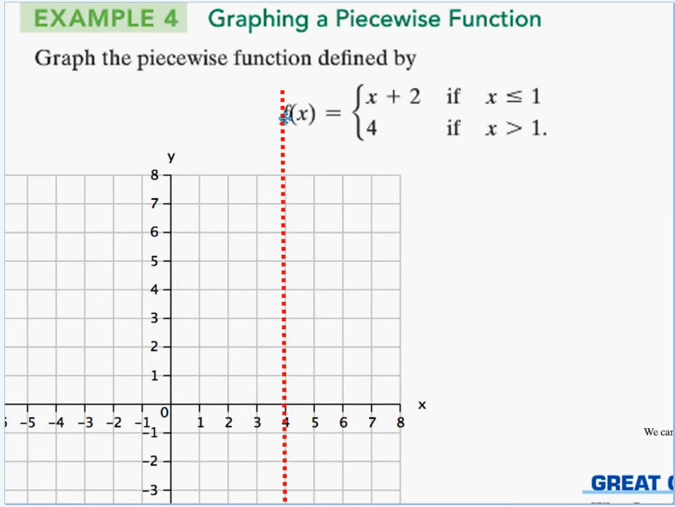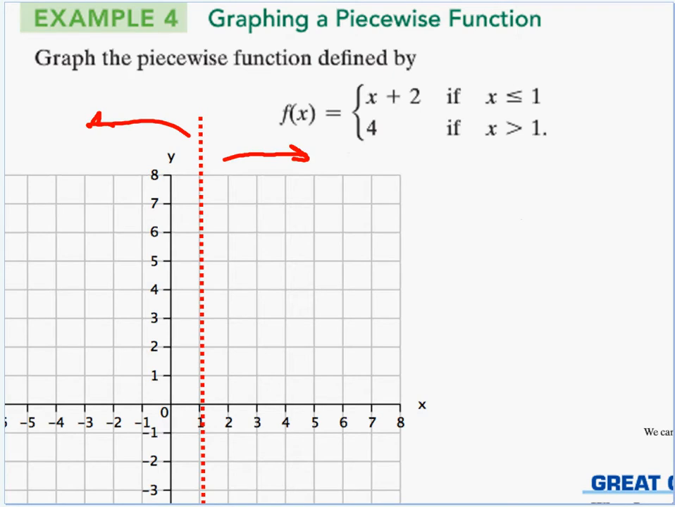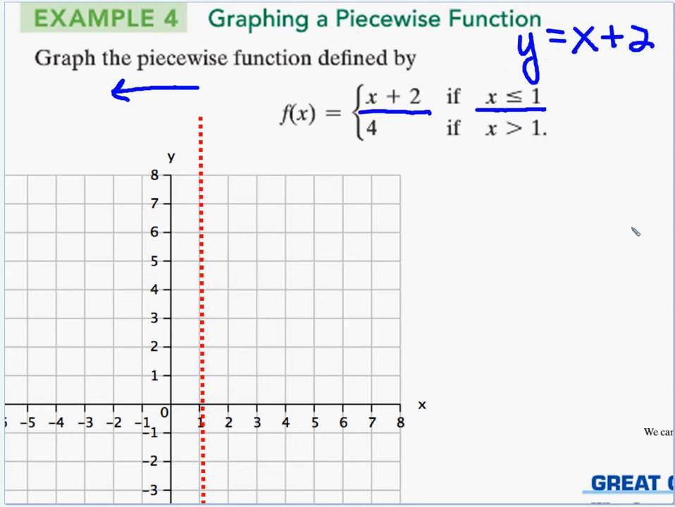So what I could do here is I'm going to put a little red dotted line here on x is 1. To the right of that dotted line, we're going to graph one of the functions, and to the left of that dotted line, we'll graph the other function. So let's start with the first piece here, x plus 2 if we are less than or equal to 1. So that means we are going to be going to the left of this red dotted line. And to graph the function x plus 2 or y equals x plus 2, just think back to good old slope-intercept. 2 is our y-intercept.